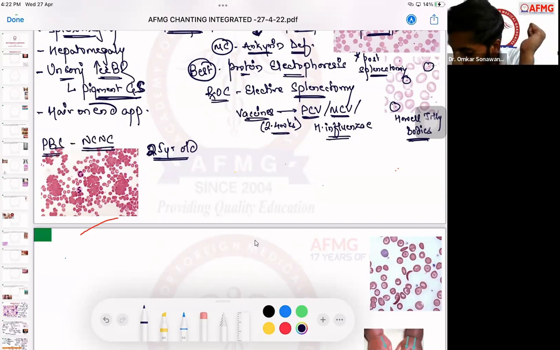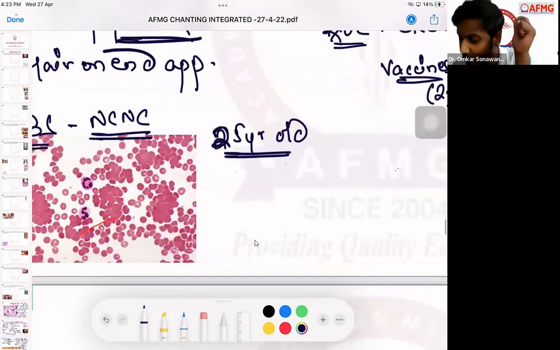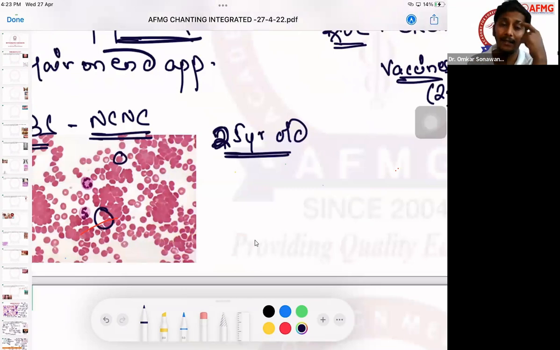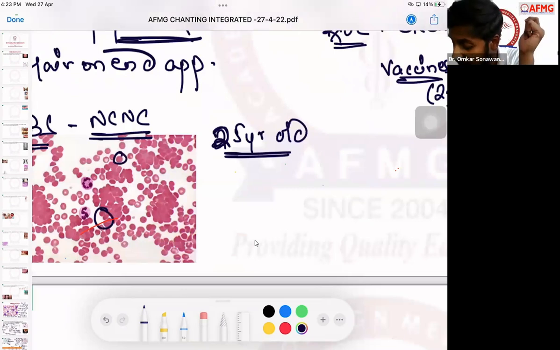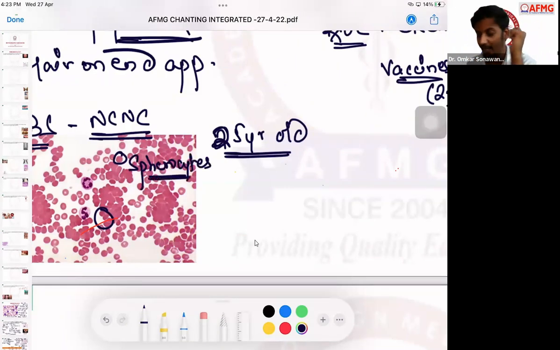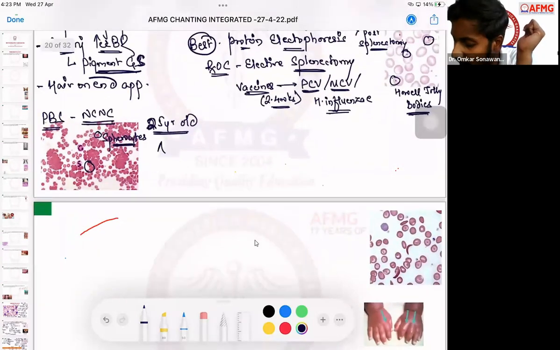Along with that, again you can see these RBCs which are lacking the central pallor. If RBCs are lacking central pallor, these are called spherocytes. But spherocytes in adulthood, the common cause is autoimmune hemolytic anemia.